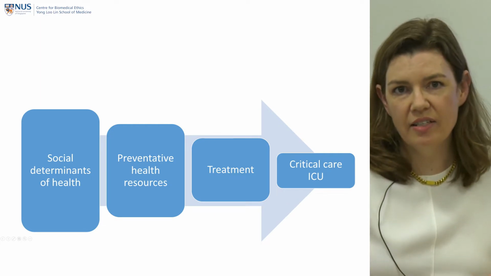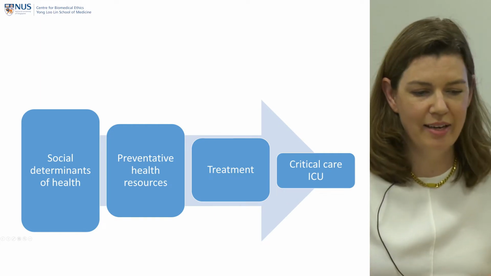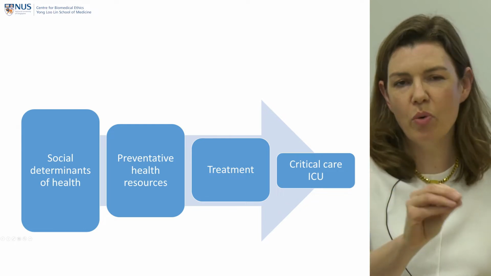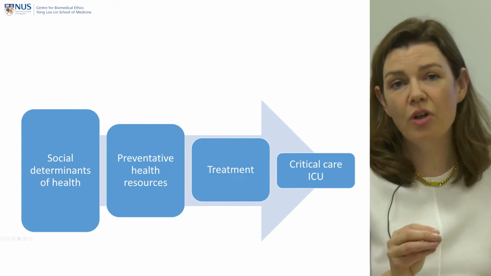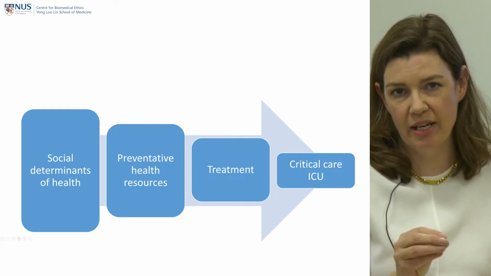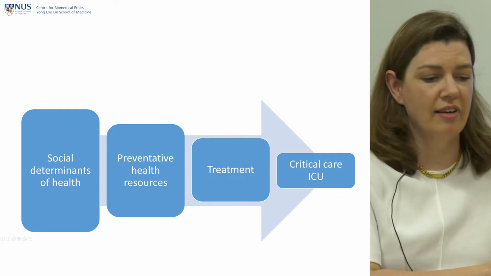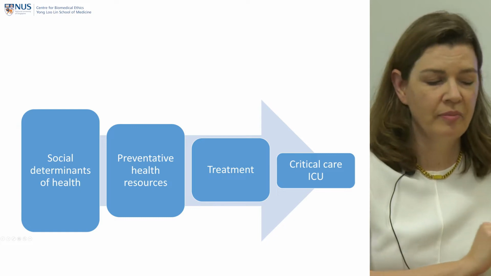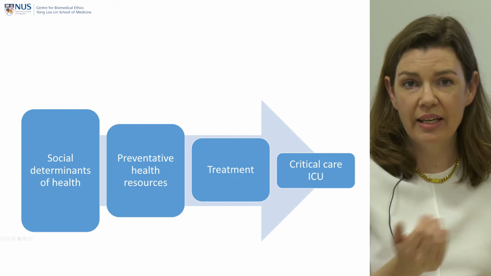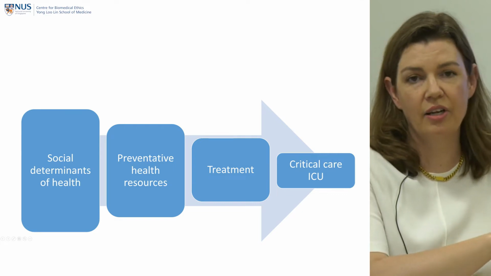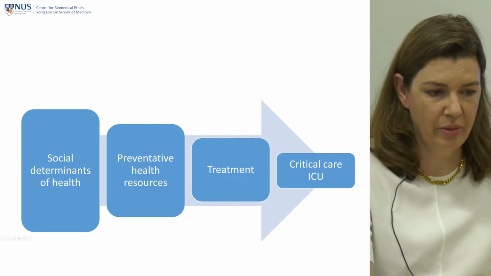Sometimes, one of the narratives that we read and hear about is that at the pointy end of this wedge, in relation to critical care and ICU, it is not the time to be worrying about justice and equity. We can worry about that in relation to the social determinants of health. Now, I want to challenge that narrative today and actually argue that equity and justice is something we should be considering across this health pathway.